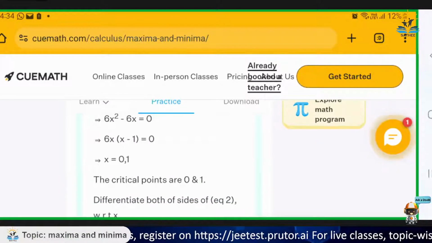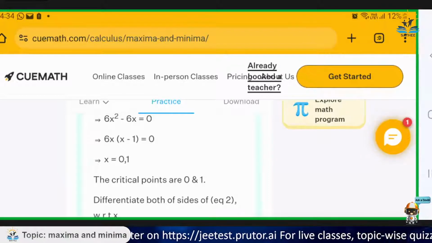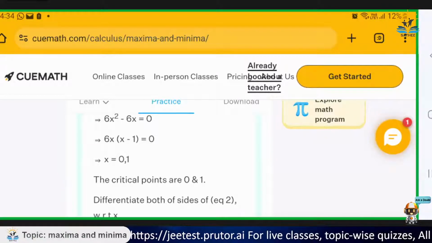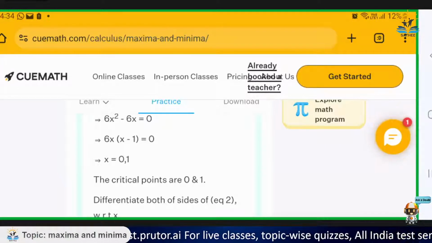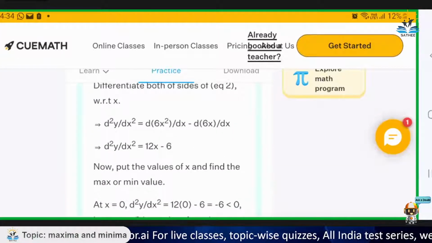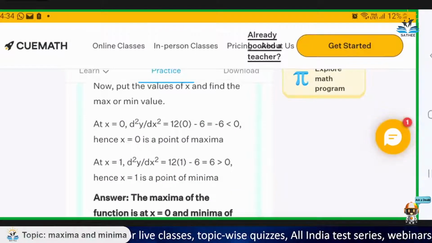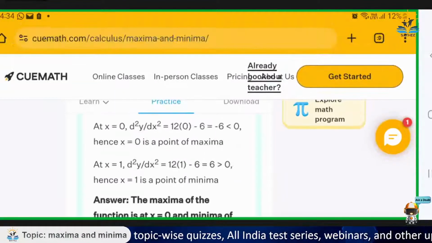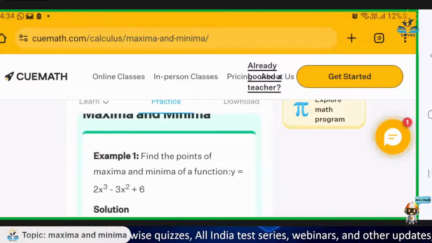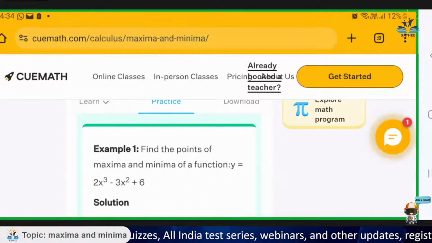Now, for f double dash x equal to 12x, the value at x is equal to 1 is 12, that is positive. So that is a point of minima. So here x is equal to 1 is a point of minima. So the maxima of the function is at x is equal to 0. How can we say this?